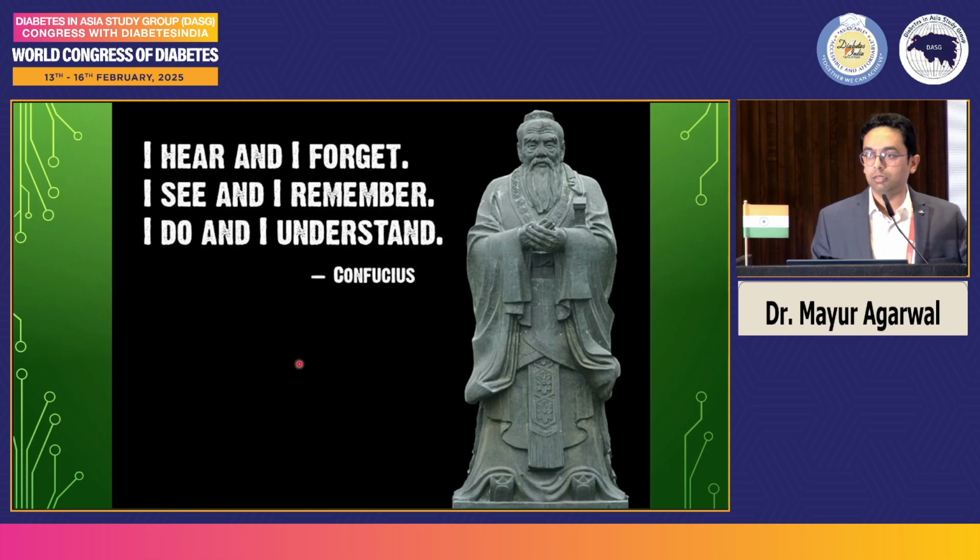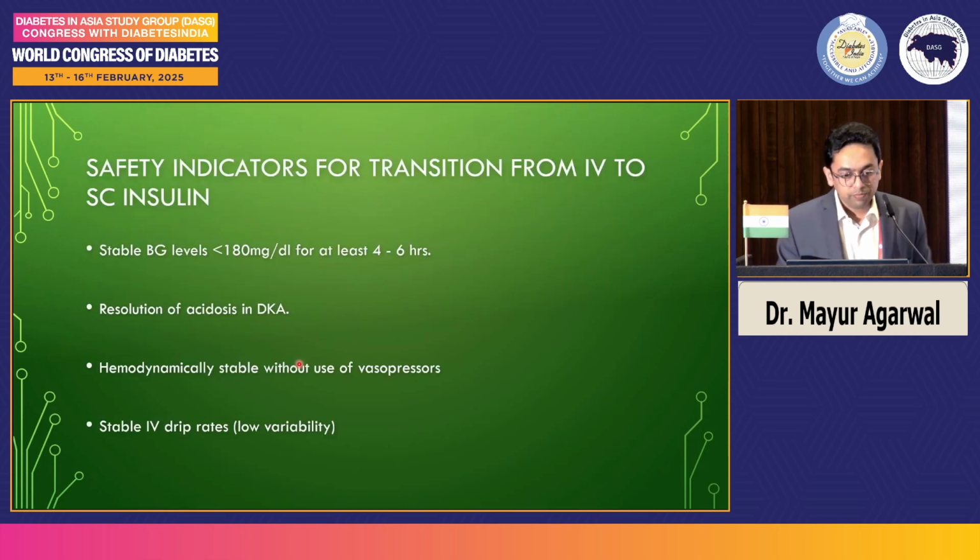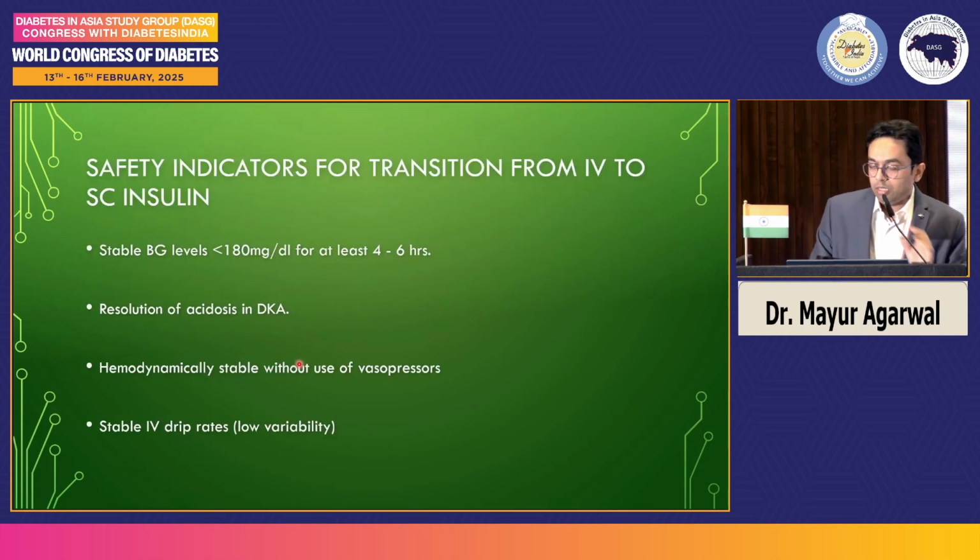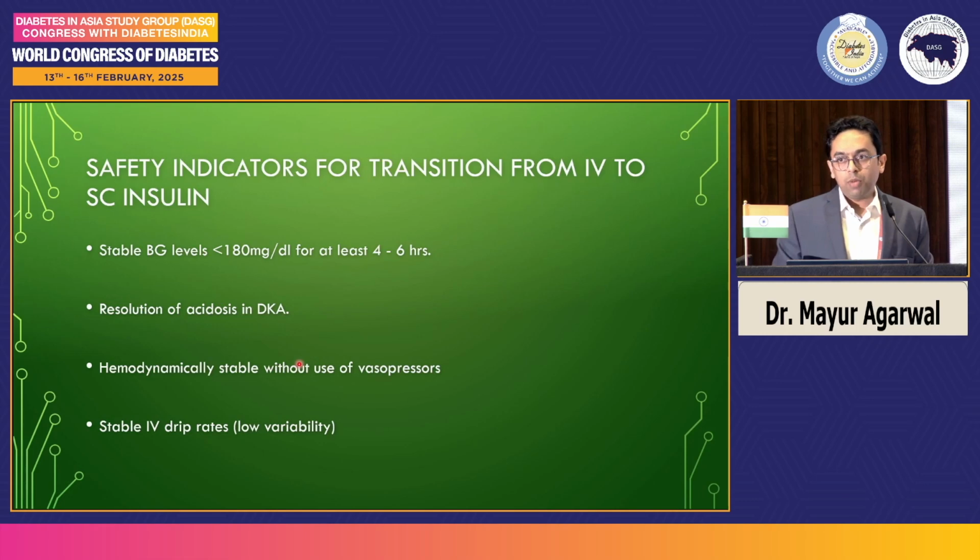That's practical. Okay. Safety indicator, when you transfer the patient from IV to subcutaneous: whenever the blood sugars are stable for 4 to 6 hours, the patient has no acidosis, the ketones in the blood are negative, though urine may still be positive. Okay. So, blood ketone negative, acidosis resolved, the patient is eating, hemodynamically stable, not on vasopressor, you just shift from IV to subcutaneous insulin.